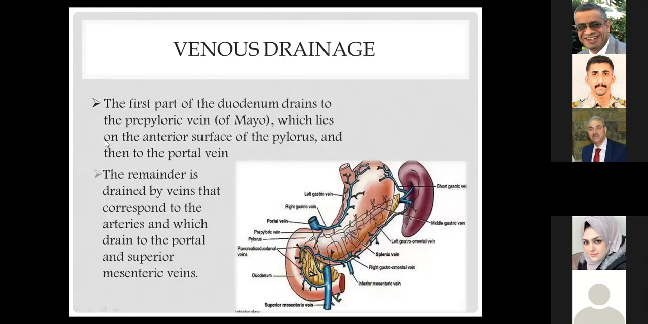Venous drainage. The first part of the duodenum drains to the pre-pyloric vein, which is called the vein of Mayo, which lies on the anterior surface of the pylorus, and then to the portal vein. The remainder is drained by the veins that correspond to the arteries and which drain to the portal and superior mesenteric vein.